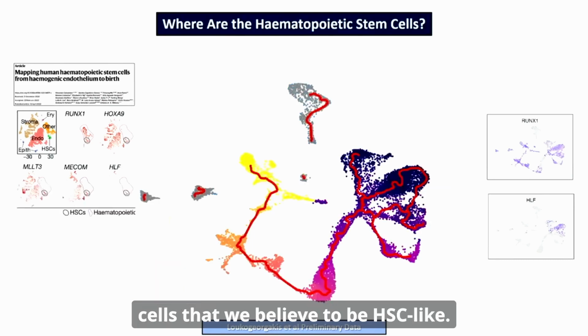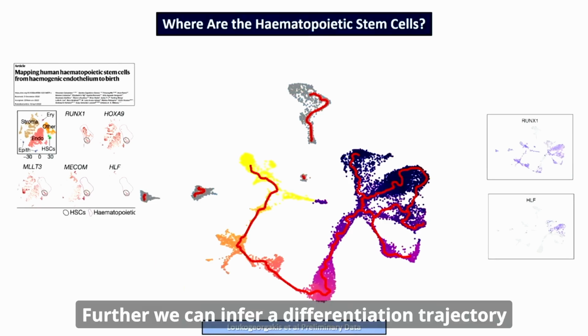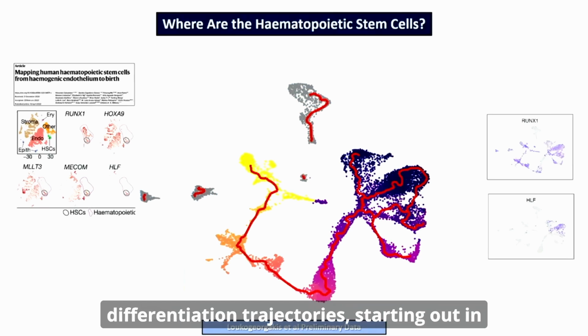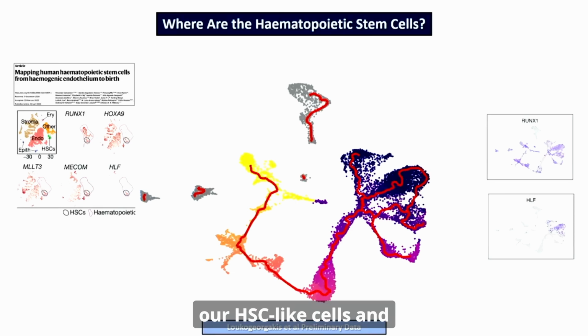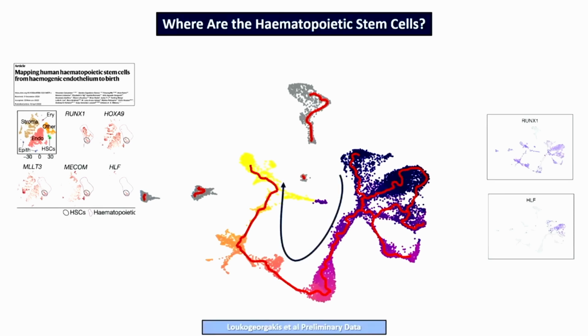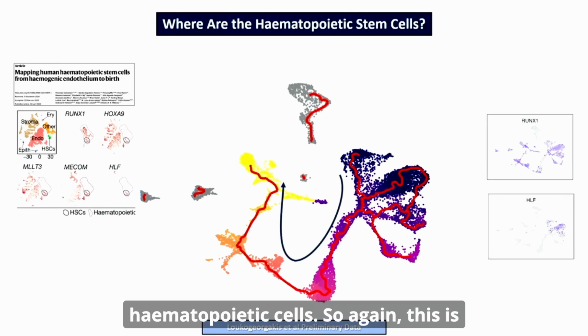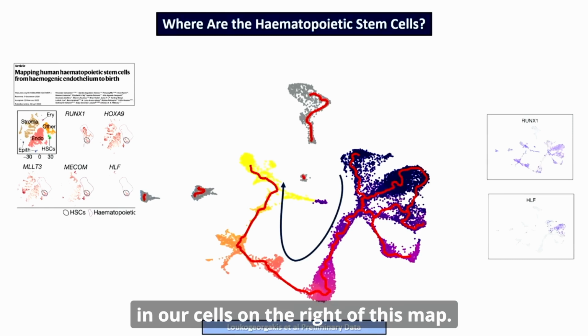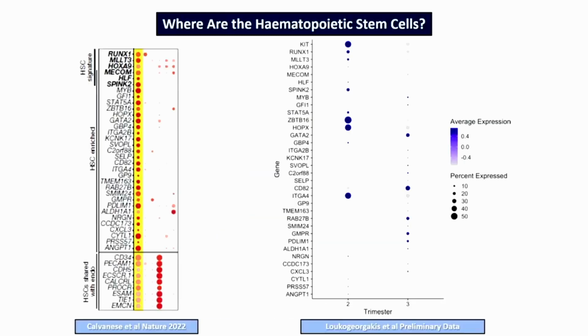So there is, in some sense, an upregulation of differentiation potential in the cells that we believe to be HSC-like. Further, we can infer a differentiation trajectory across this data set, and we find some branching differentiation trajectories starting out in our HSC-like cells and moving through the rest of the hematopoietic cells. So again, this is indicating that there's probably some stem-like features in our cells on the right of this UMAP.